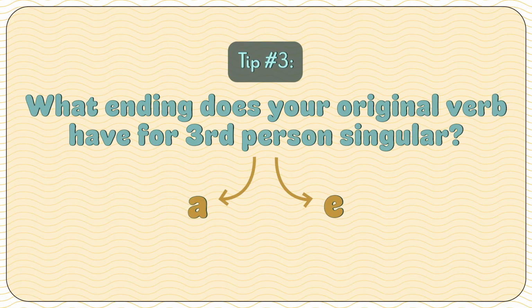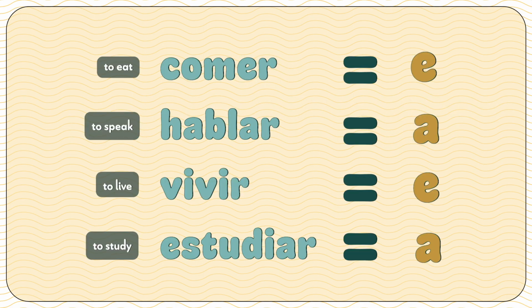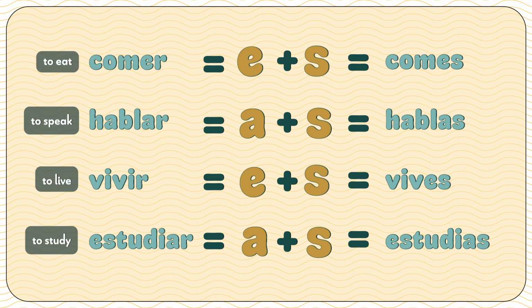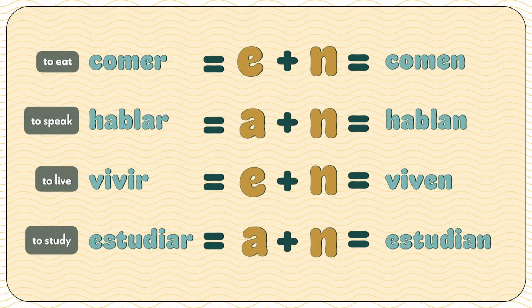And tip number 3, and this is my favorite because you technically only have to memorize 2 vowels, a or e. Once you've identified what vowel belongs to the verb category that you have, you could add an s and it becomes a conjugation for tú, or you could add an n and it becomes a conjugation for ellos, ellas, or ustedes. So let's try it out with comer.